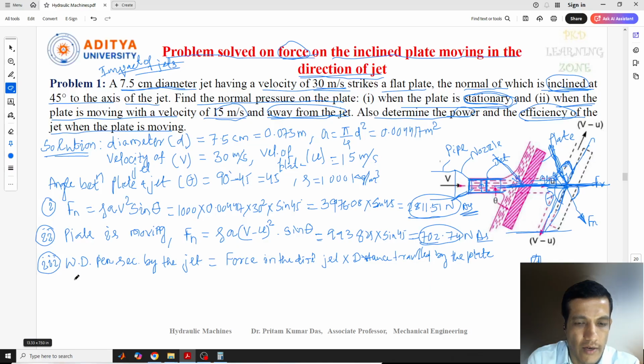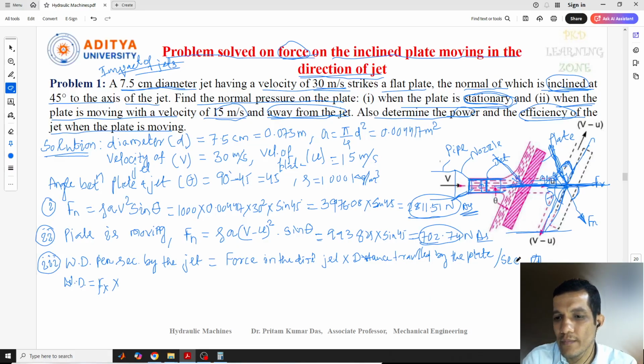So here, to calculate the work done, we require Fx into the distance traveled by the jet per second. By the jet per second we need to consider distance by time, and distance by time is nothing but the velocity of the plate. So we can write Fx into u. So what about the Fx value?